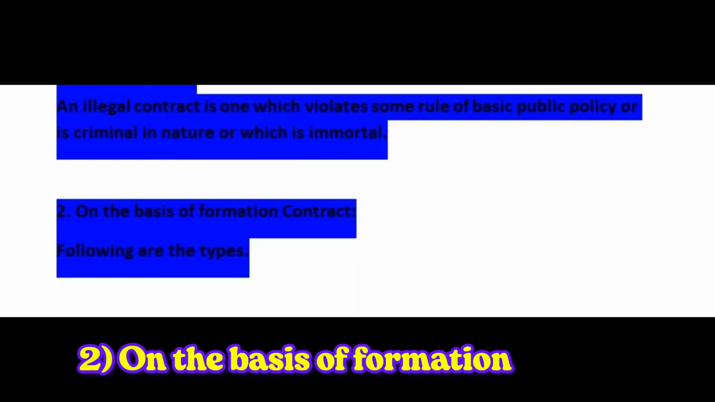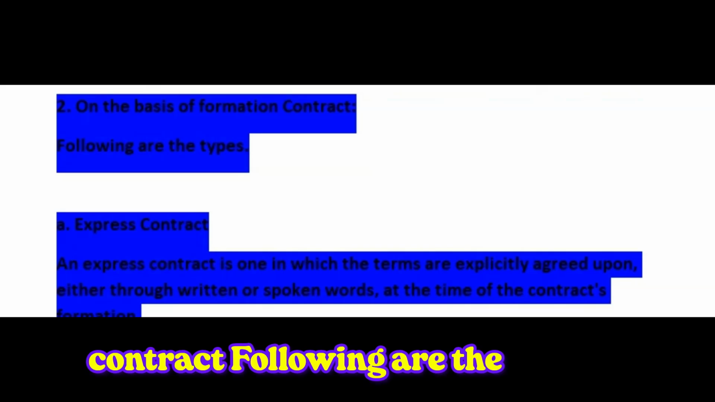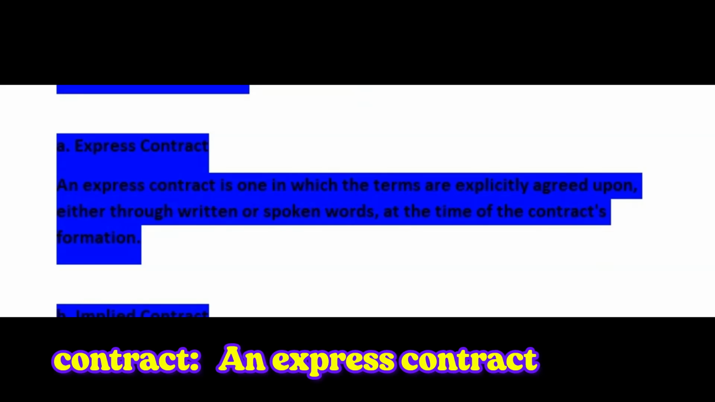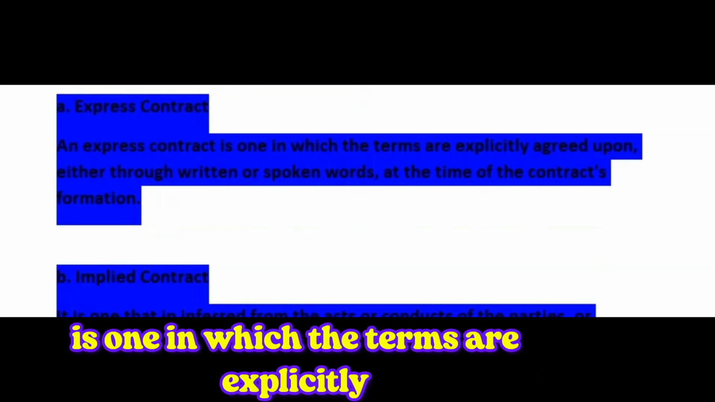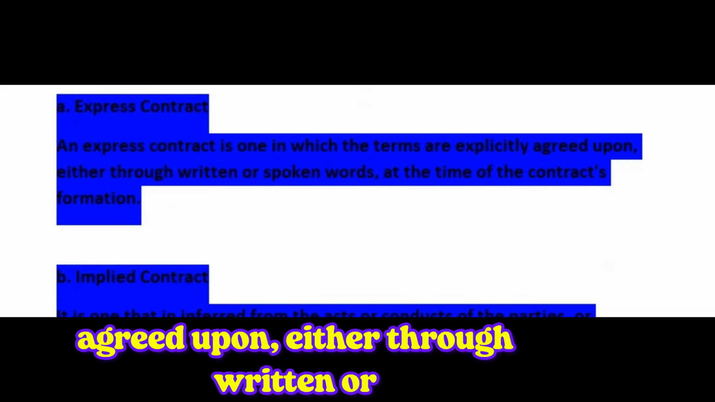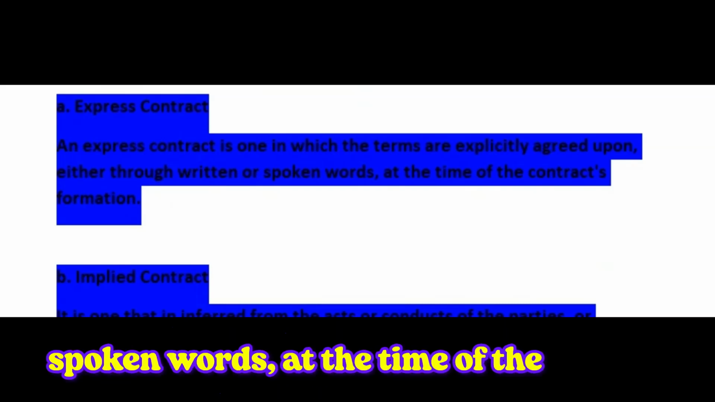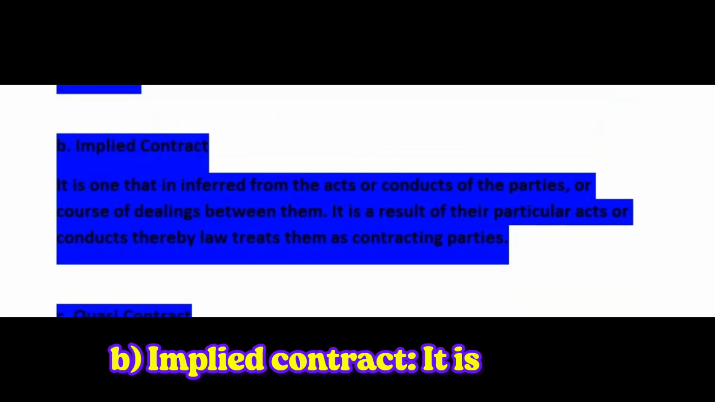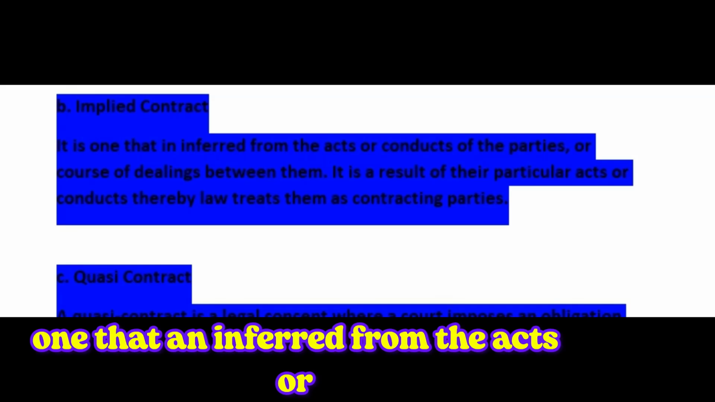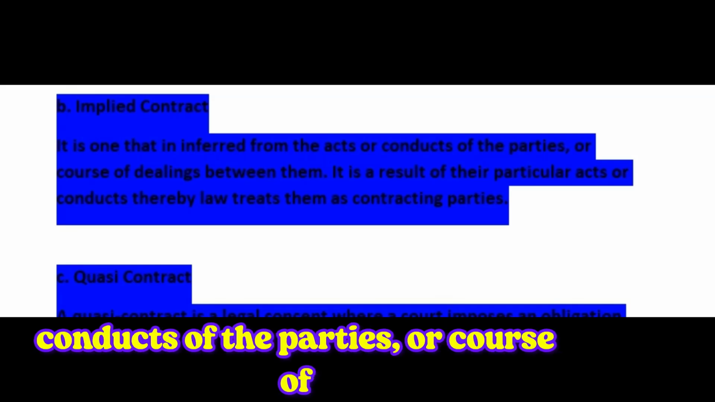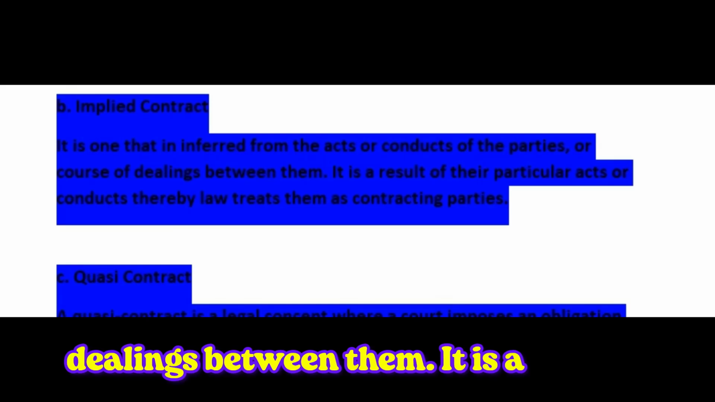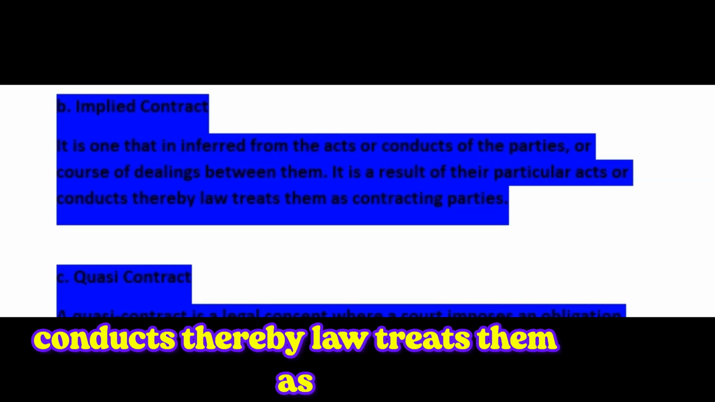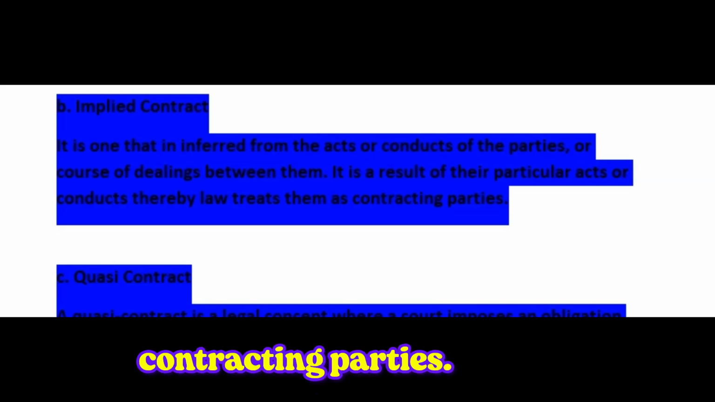2. On the basis of formation contract. Following are the types. A. Express contract. An express contract is one in which the terms are explicitly agreed upon, either through written or spoken words, at the time of the contract's formation. B. Implied contract. It is one that is inferred from the acts or conduct of the parties, or course of dealings between them. It is a result of their particular acts or conduct, thereby law treats them as contracting parties.